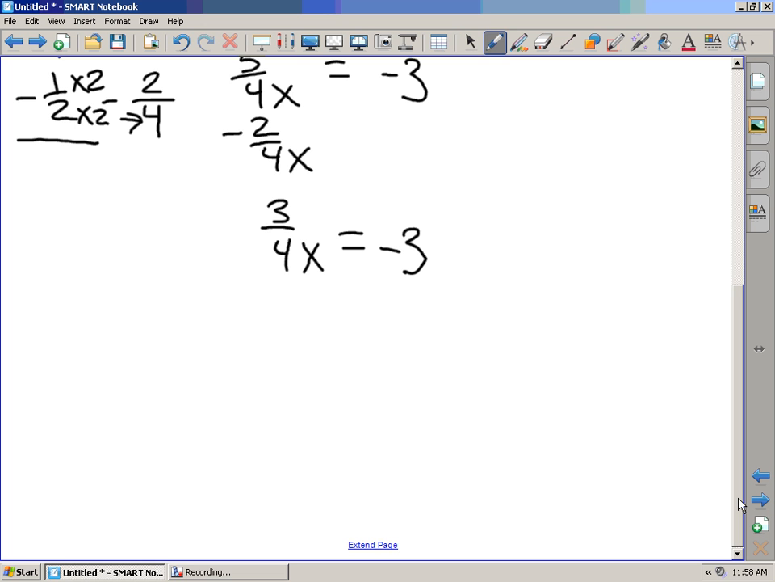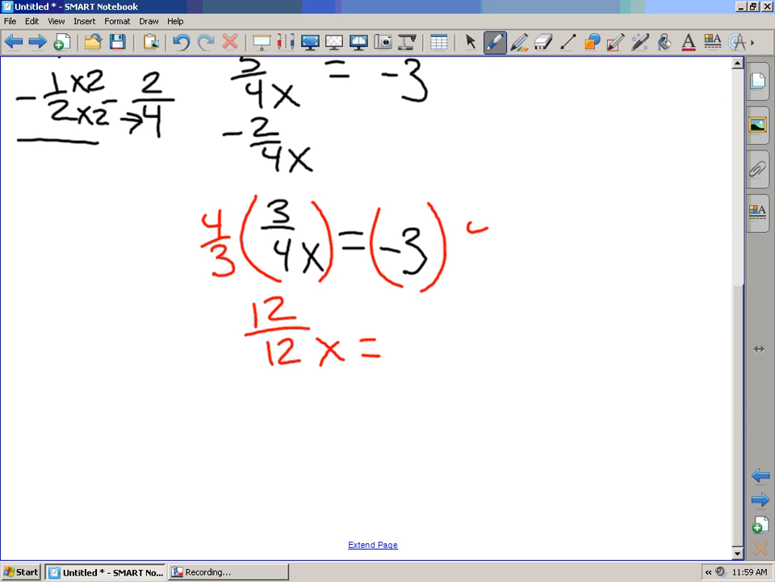In class, we've been using reciprocals in a situation like this. So we're going to multiply the left side by the reciprocal because the 3/4 is what we want to get rid of. The 3/4 is what is keeping the x from being alone. 4 times 3 is 12, 3 times 4 is 12, so we get 12 over 12x equals, and on this side we must also multiply by 4/3.